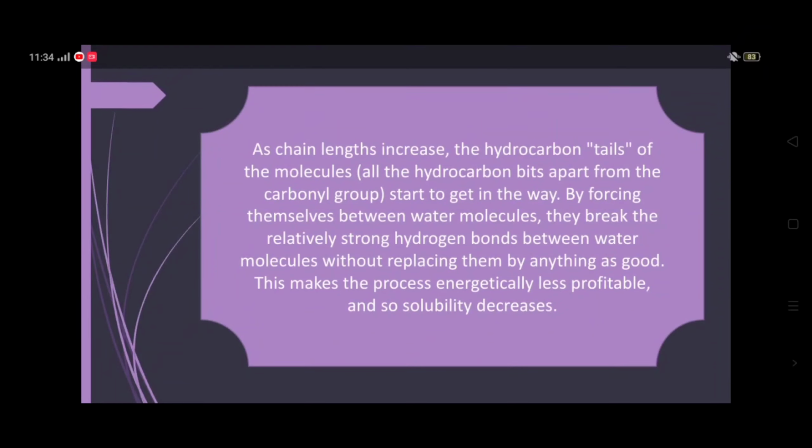As chain length increases, or the number of carbons increases, the hydrocarbon tails of the molecules start to get in the way. By forcing themselves between water molecules, they break the relatively strong hydrogen bonds between water molecules without replacing them by anything as good. That's why if the number of carbons is higher, they can't be soluble in water, just like in the table shown earlier. This makes the process energetically less profitable and so solubility decreases.